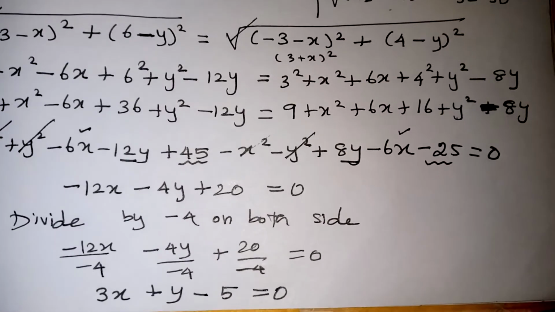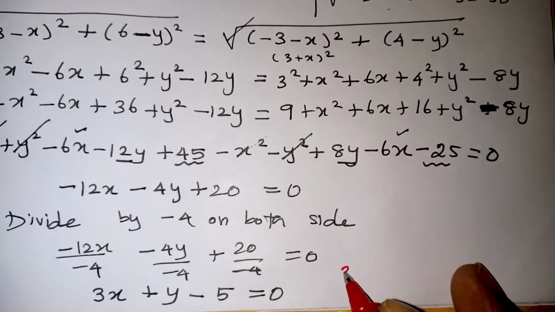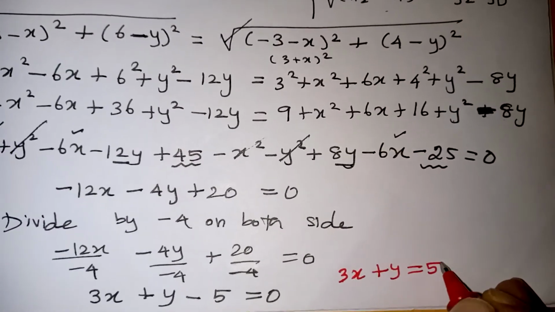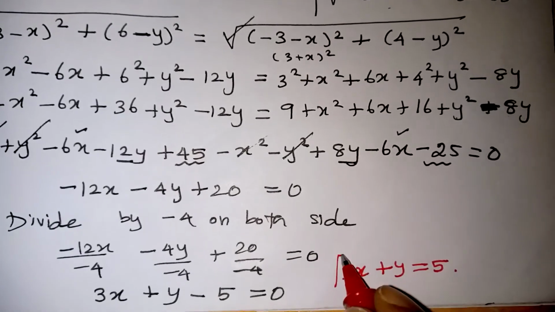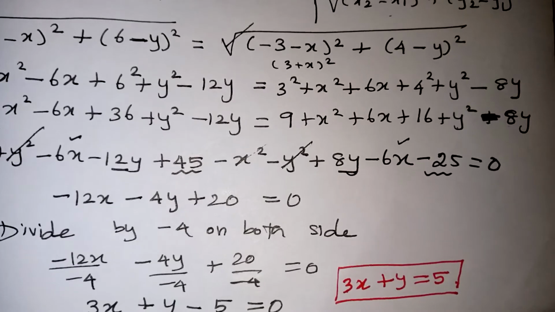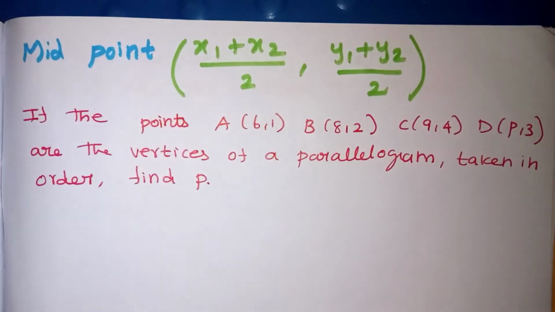So this is a relation. The minus 5 alone, if you want, you can keep it that side. So the value will be 3x plus y equal to 5. This is the required relation between x and y for the given problem. So next we are going to learn midpoint.